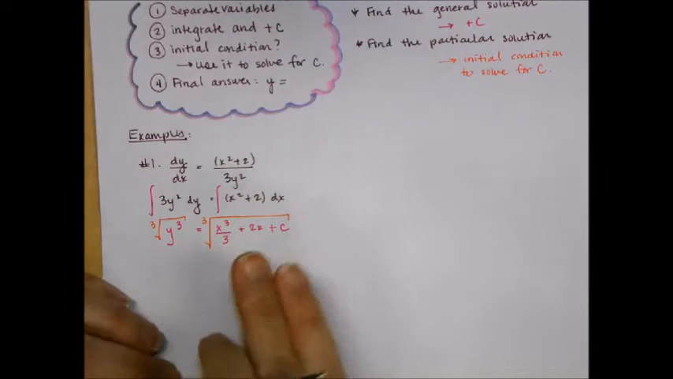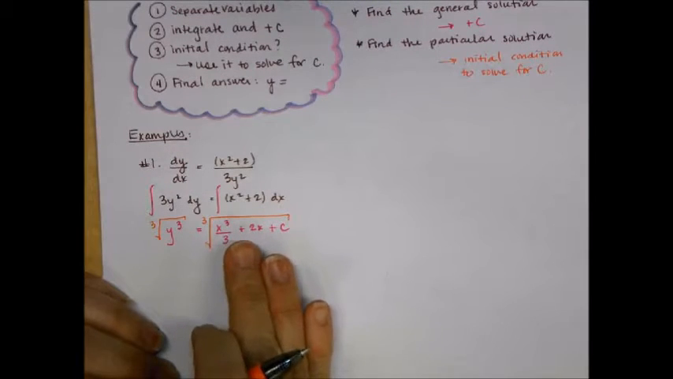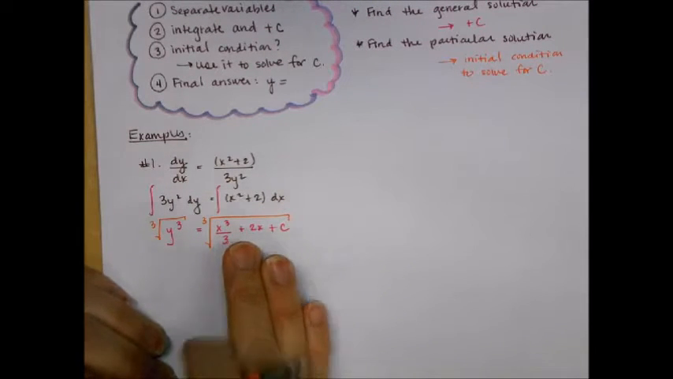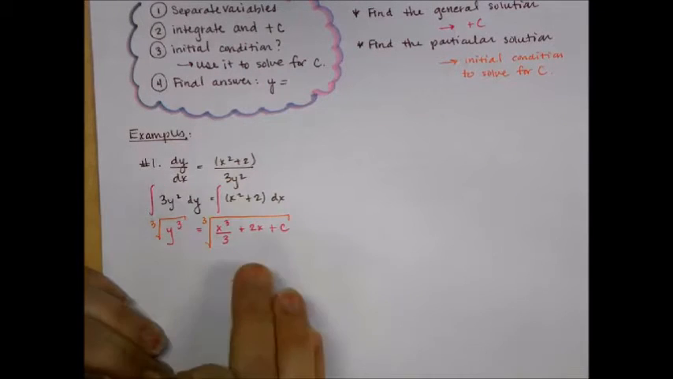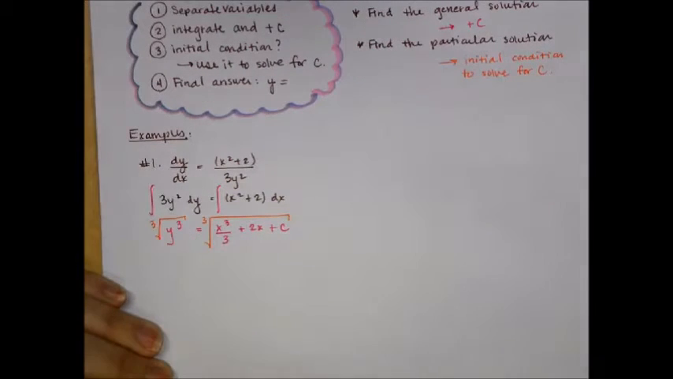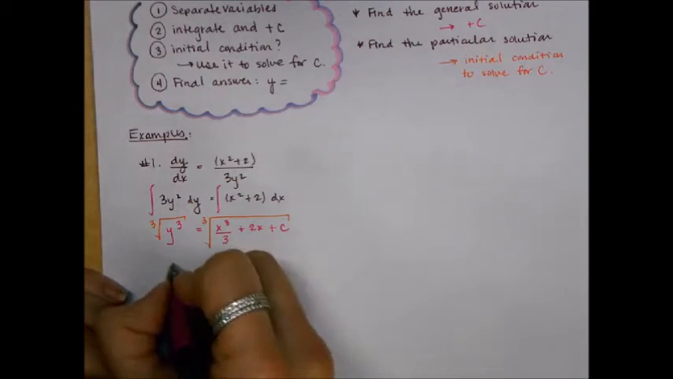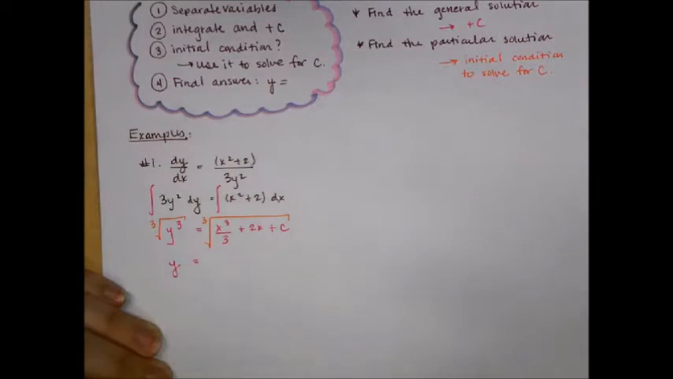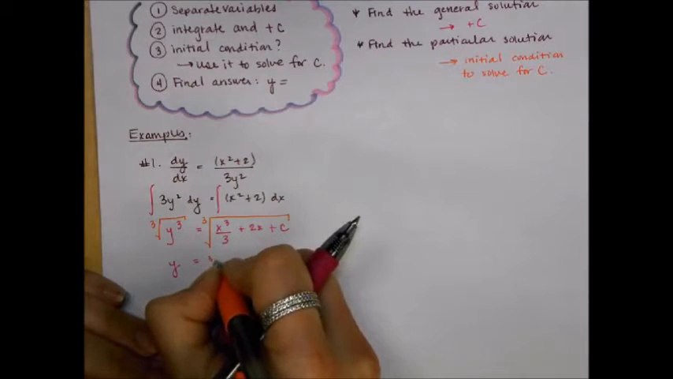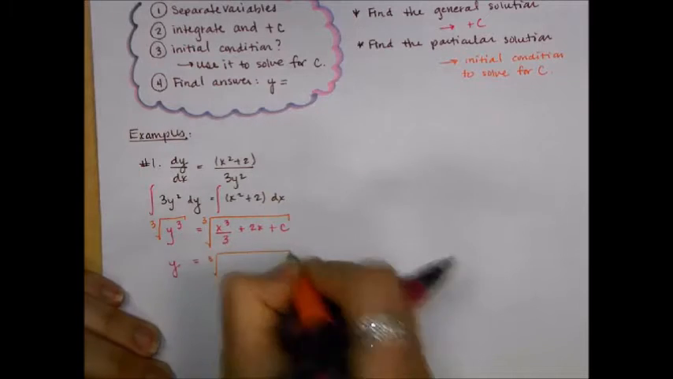Now, unless you can rewrite the inside here as a perfect cube, which we can't, then there is no cube root for it. And so that is pretty much my final answer right there. Y is equal to, and you can leave it as a cube root or rewrite it as a 1/3 exponent.